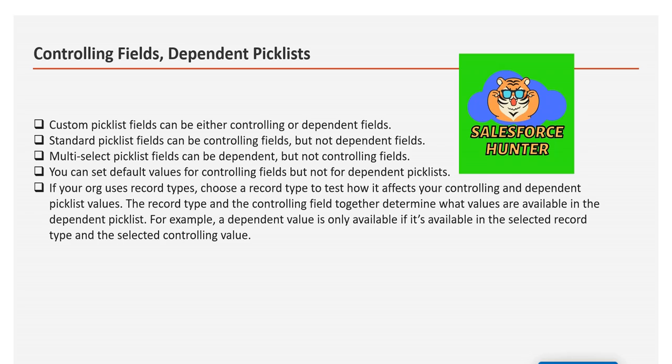So this video is about controlling fields and dependent picklist. A controlling field is either a picklist or a checkbox whose value controls what should be the value on the dependent picklist. That's what we're going to see. Before we discuss these points, let's check how we create controlling and dependent picklists and how it works. And then we move back to these points. So let's move to our org.